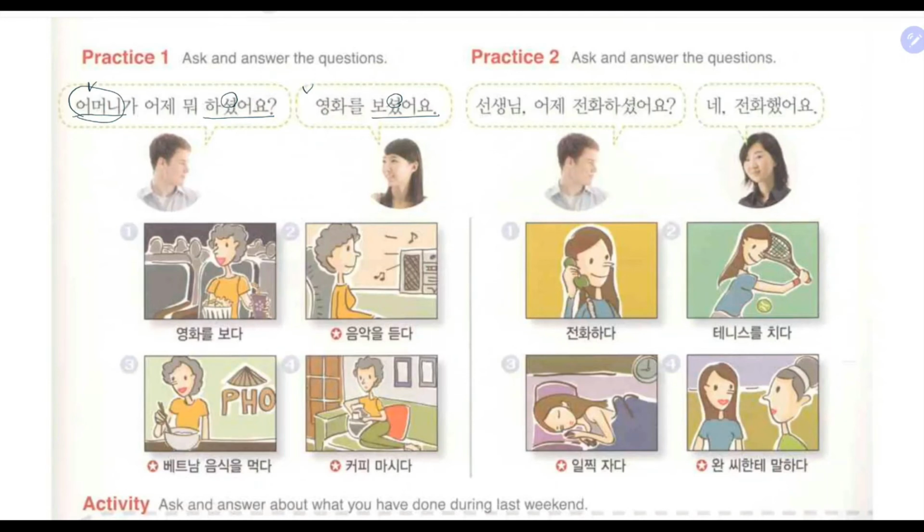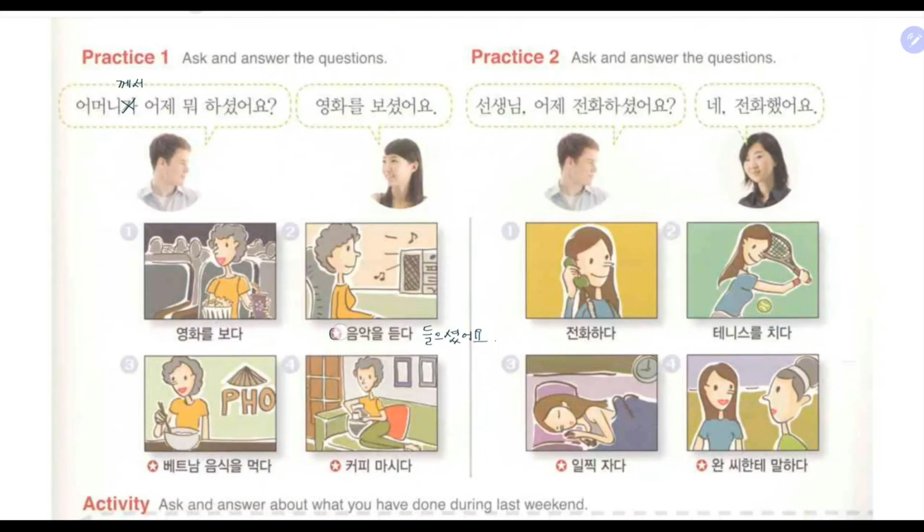자, to be perfectly polite. Where should we change? 자, 가 instead of 가, we have to say 께서. 어머니께서 어제 뭐 하셨어요? 영화를 보셨어요. Shall we practice? 자, number 1 is done already. Number 2. 어머니께서 어제 뭐 하셨어요? How would you say? 음악을 들으셨어요.